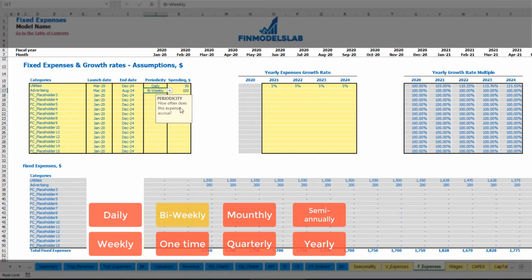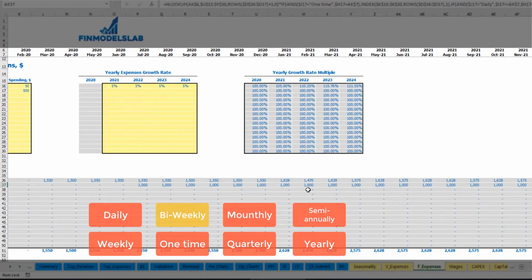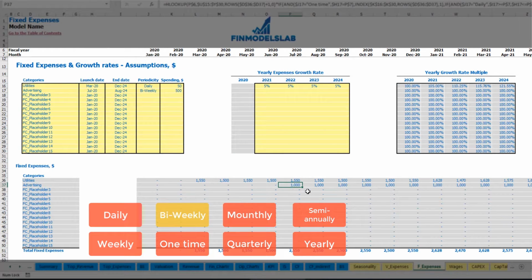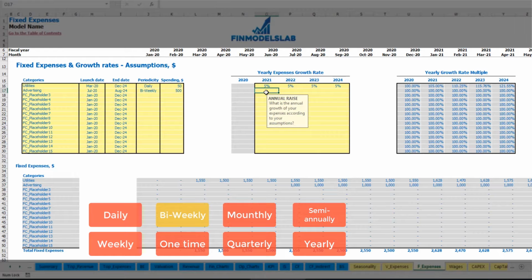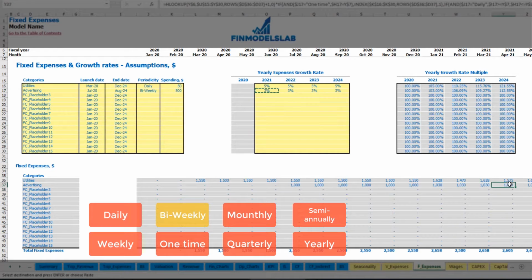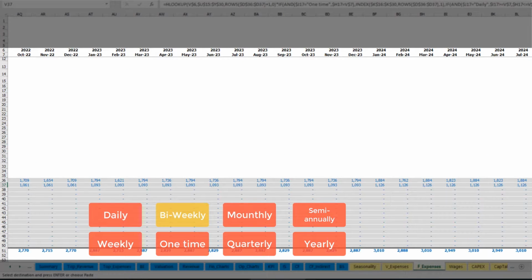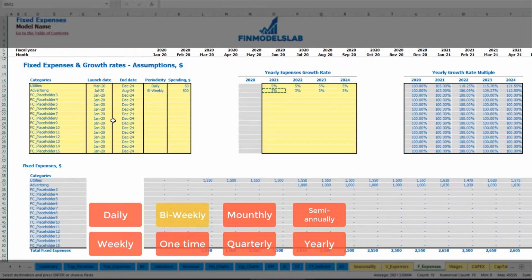Another option is bi-weekly, for example $500. You can start from July, for example, and you will have 2 bi-weekly payments within the month. $500 multiplied by 2, you have $1,000 per month. Again, you can input some growth rate, and you will see that your advertising expenses will grow year over year till August 24, which is the last date of this expense type.